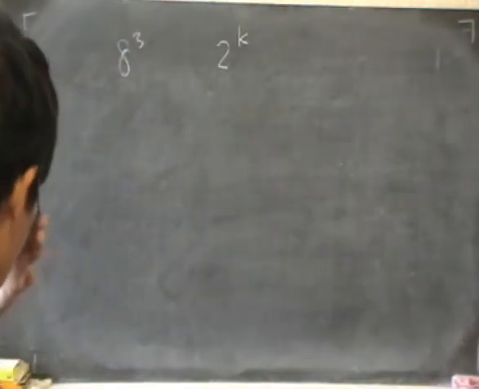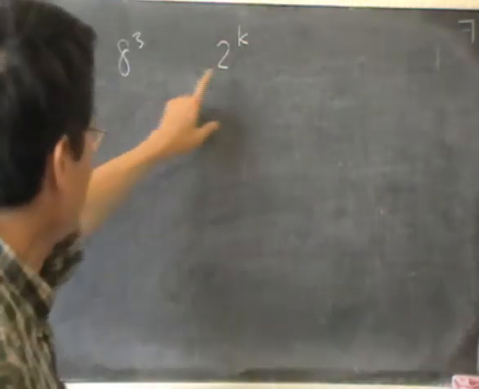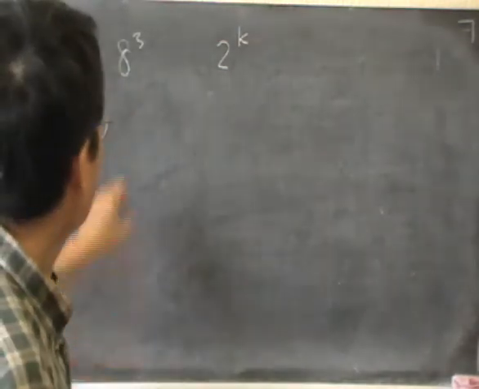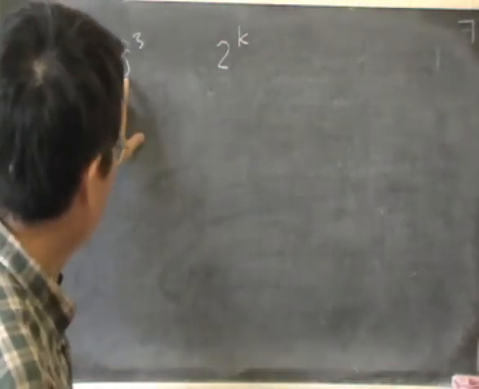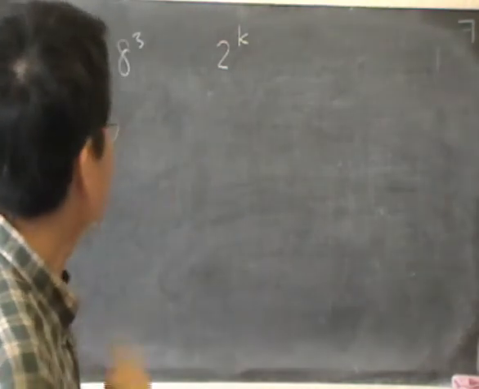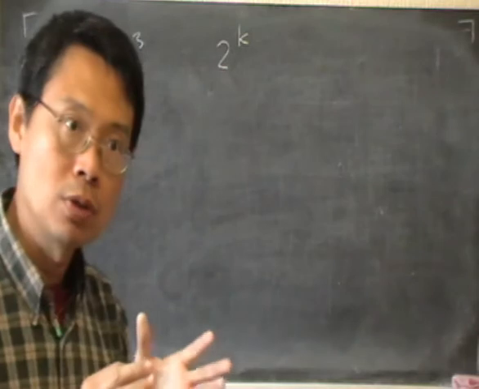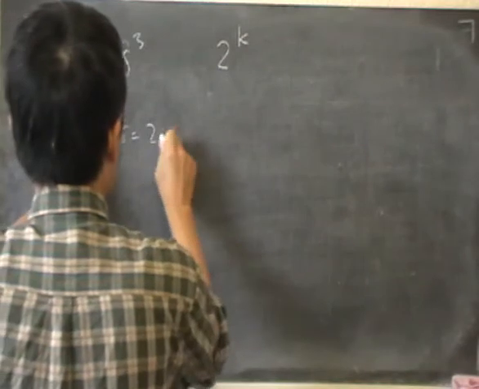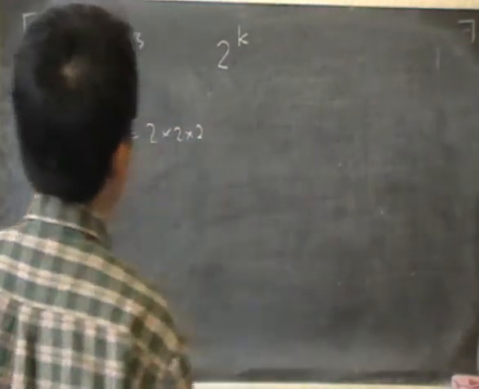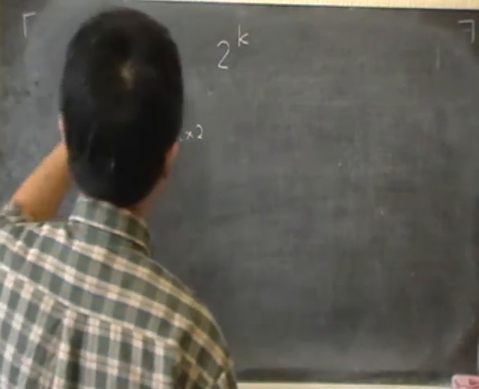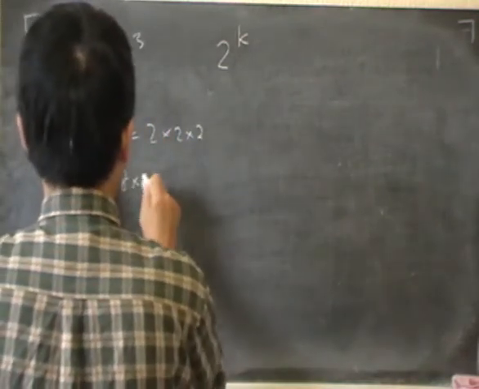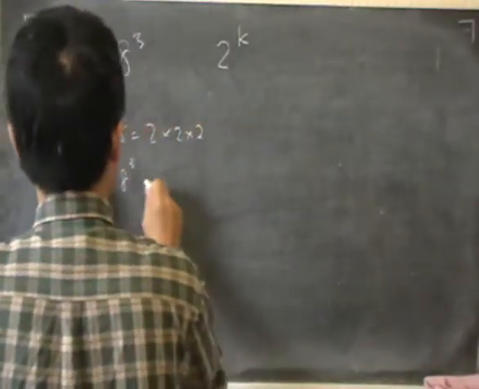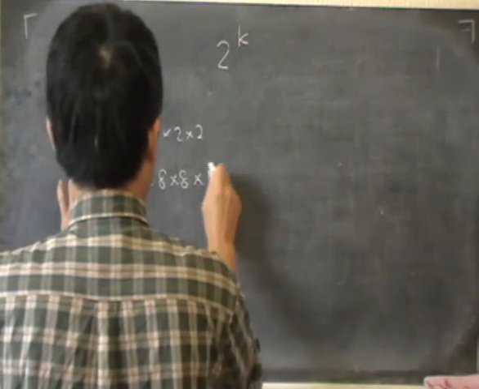So the way to do that is to look at the 8 and look at the 2 and think of the connection. So we can write the number 8 itself in terms of products of 2. So 8 would be 2 times 2 times 2. Okay, and 8 cubed we know is 8 times 8 times 8.